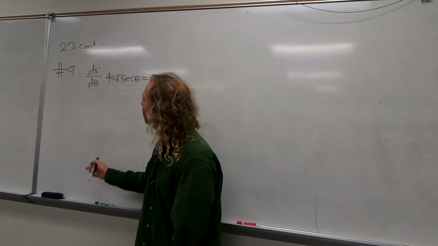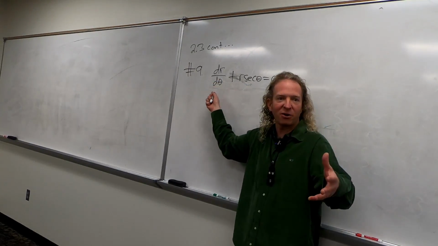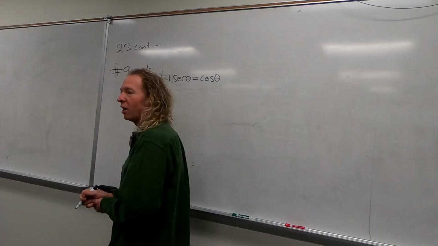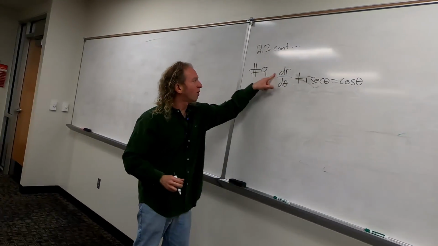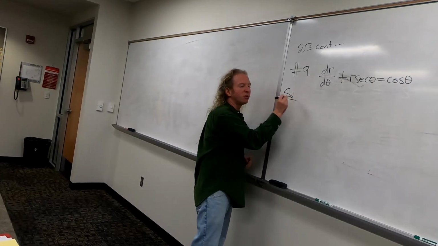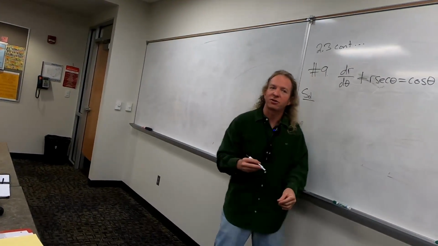So you can tell it's linear because you have your dr/dθ and you have your r here, right? They're both to the first power. It has that linear form. So the first thing you do when it's linear is you make sure this is a 1, so that's okay. The second thing is you compute your mu of theta in this case. That was called the integrating factor, right?